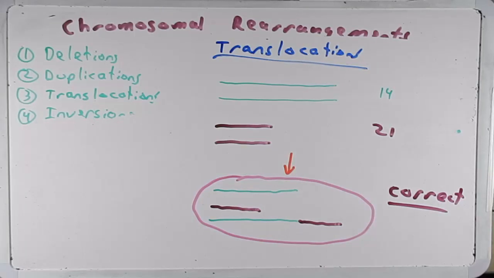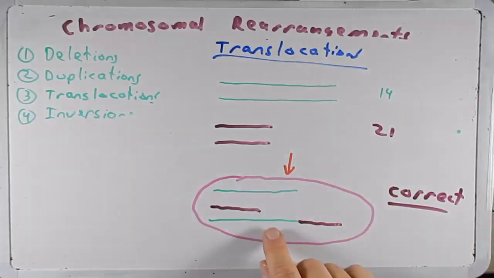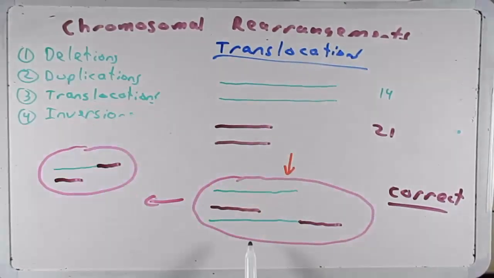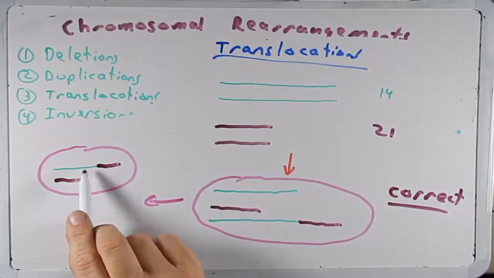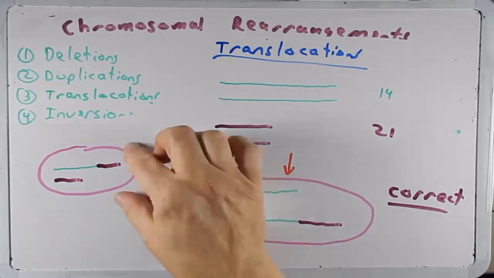The problem comes in the next generation. Based upon how these chromosomes can now align, because there is some, for lack of a better way of saying it, confusion on how these chromosomes are going to line up during meiosis, you can end up with some different possibilities. For instance, you could end up with a gamete that looks like this, where you end up with the translocated chromosome 14/21 and the chromosome 21 all by itself.